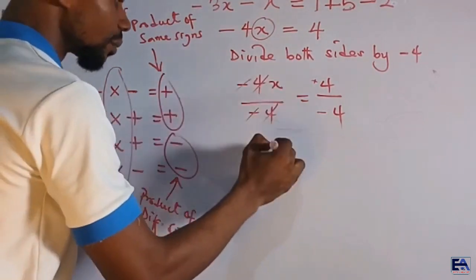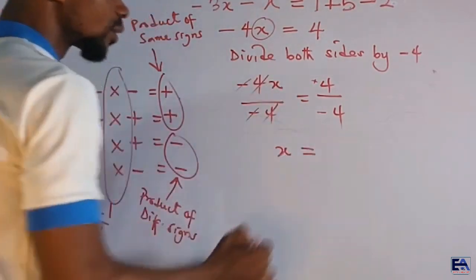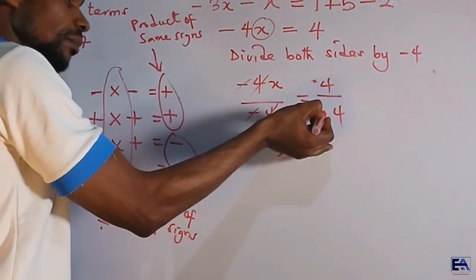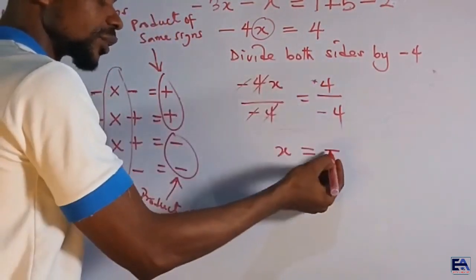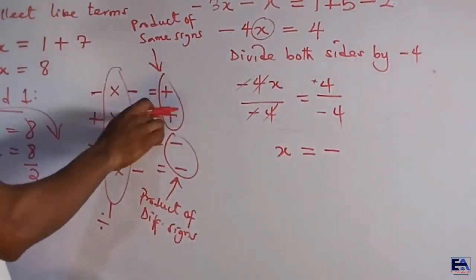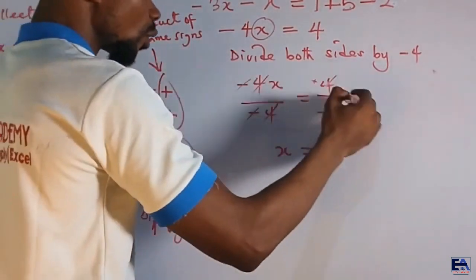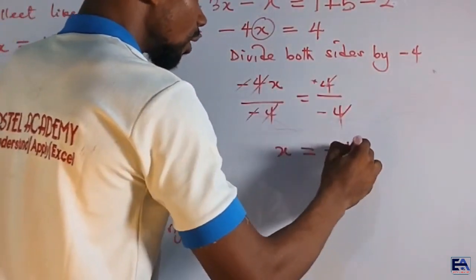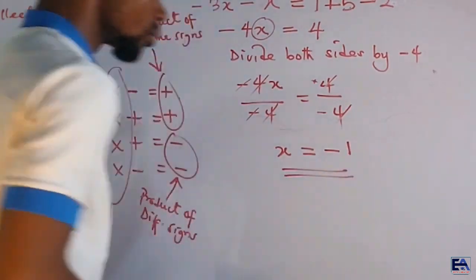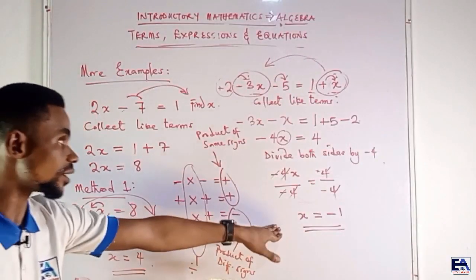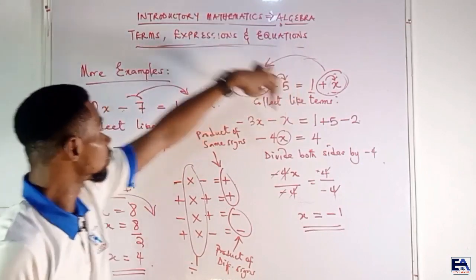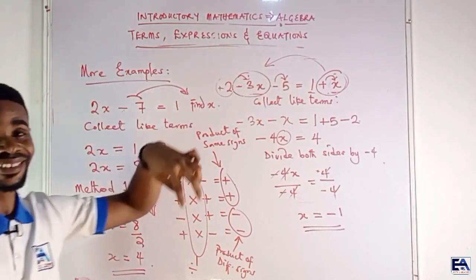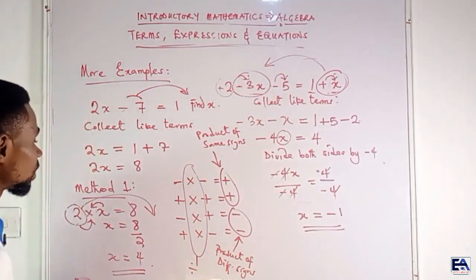So this x is remaining, so we say x is equal to, now, plus divided by minus, the answer is minus, because they are different signs. The result will be negative. When they are the same sign, the result will be positive. So 4 divided by 4 gives us 1. So x is equal to minus 1 in this case, while x is equal to 4. Wow, we did 2 examples in one. All right, so that's beautiful.